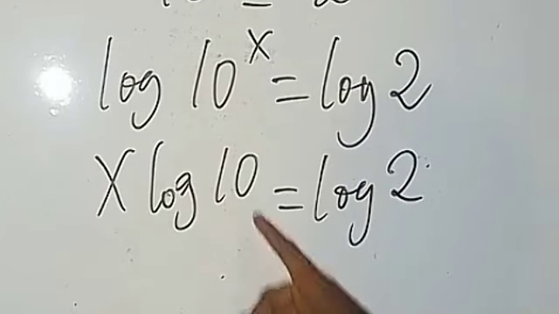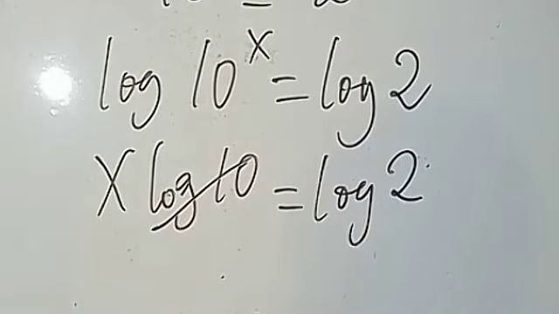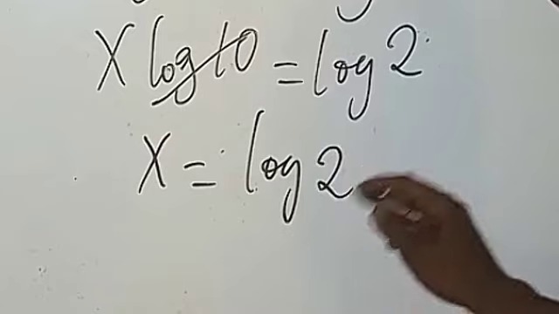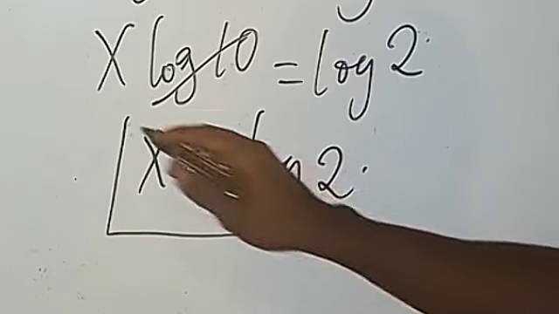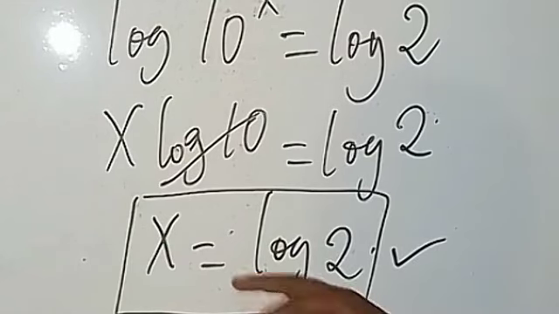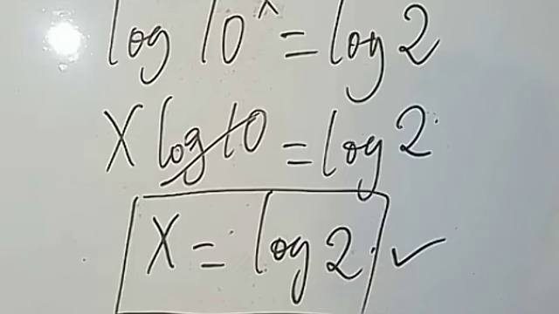So now from here, log 10, we have the base here, so this one will turn to 1. Then we have x equals log 2. And that is the solution to the problem, right? So we have the solution to the problem to be log 2, right?